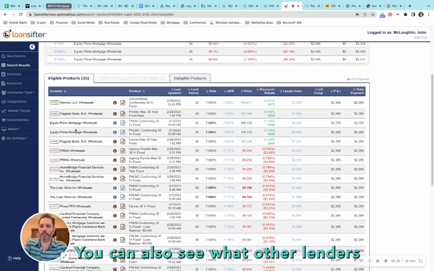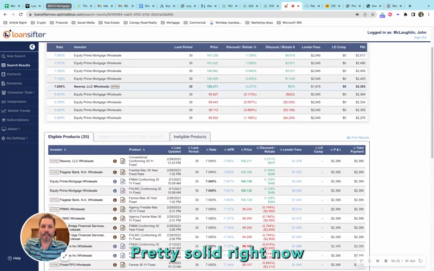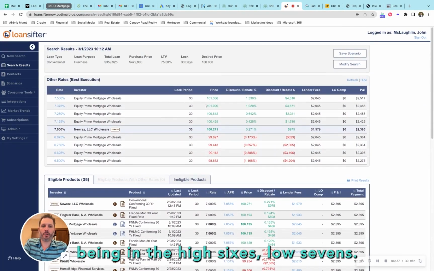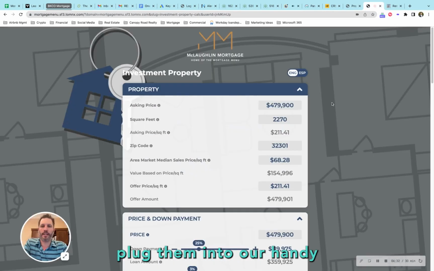You can also see what other lenders are offering right now based off their rate tiers. Pretty solid right now, being in the high 6s, low 7s. So that being said, let's take those numbers, plug them into our handy investment property calculator.